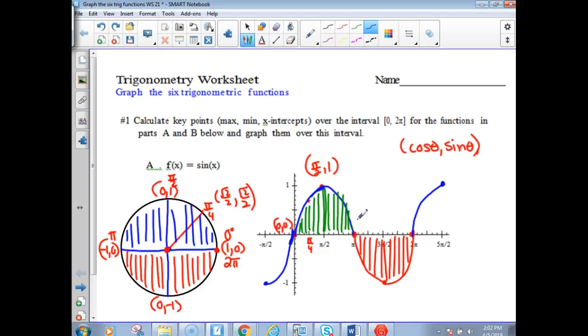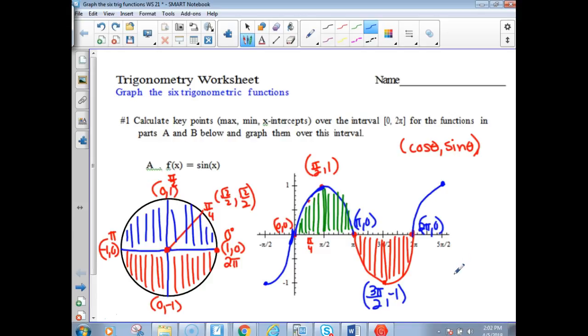Okay, now the ones you need to have labeled are the ones I started off where all the shading is. 0, 0, pi over 2, 1, pi 0, 3 pi over 2, negative 1, and 2 pi 0. Those are the 5 points that have to get labeled within one cycle of the sine wave.